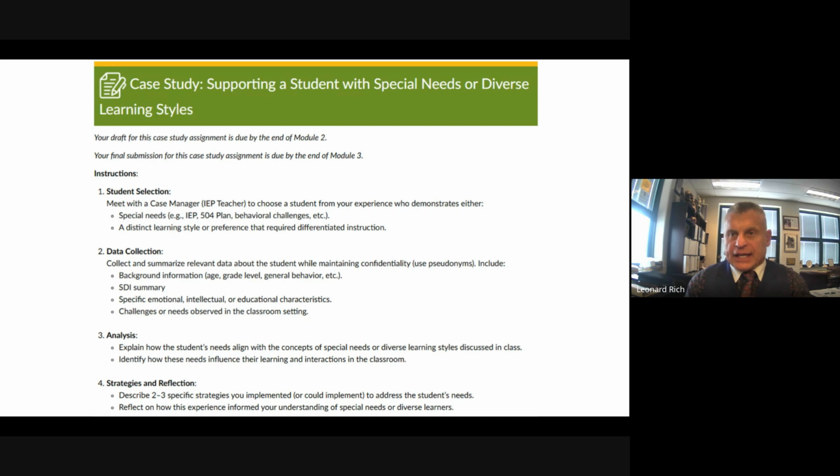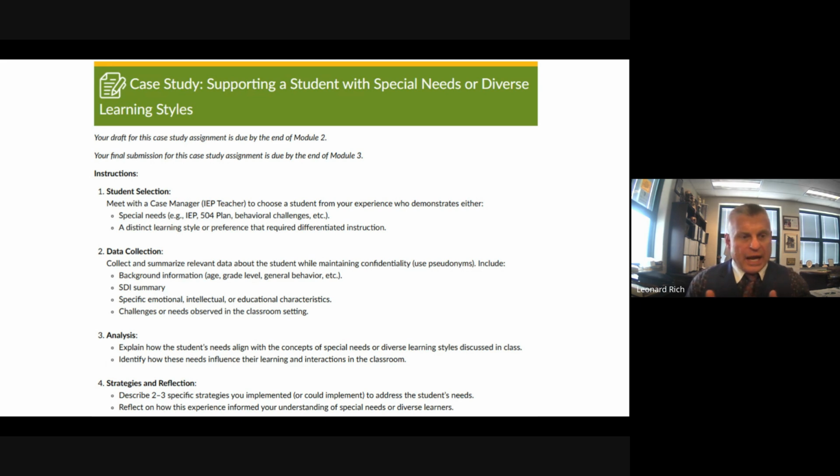So again, the SDI is the specially designed instruction portion of the IEP. I always felt as a teacher, if there's anything I need to know in the IEP, it's there, even beyond their particular disability, because that SDI is going to meet the needs of the disability. Specific emotional, intellectual, or educational characteristics and challenges or needs.